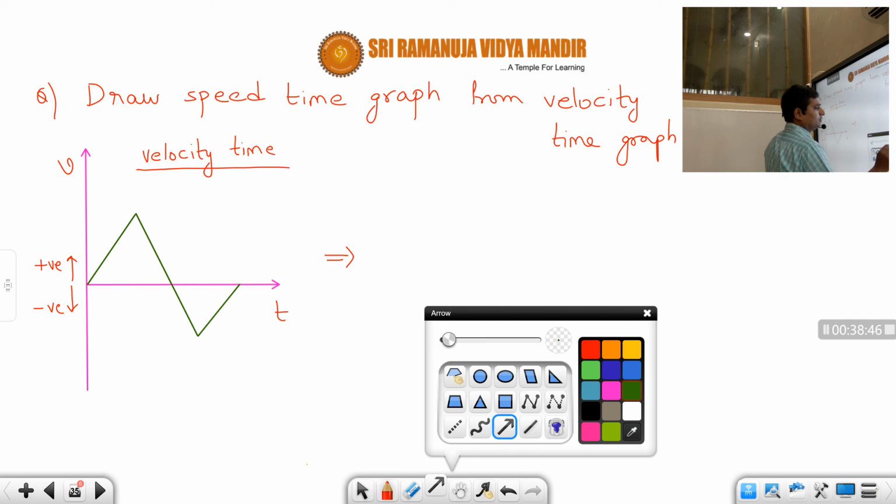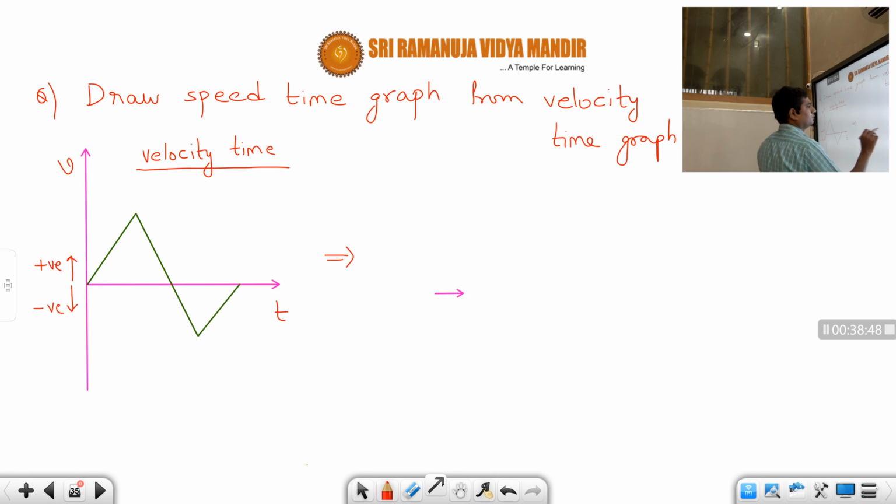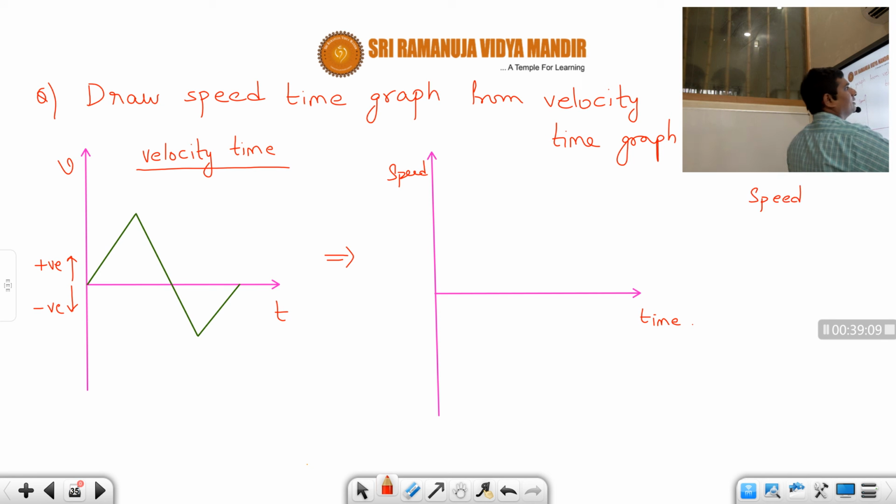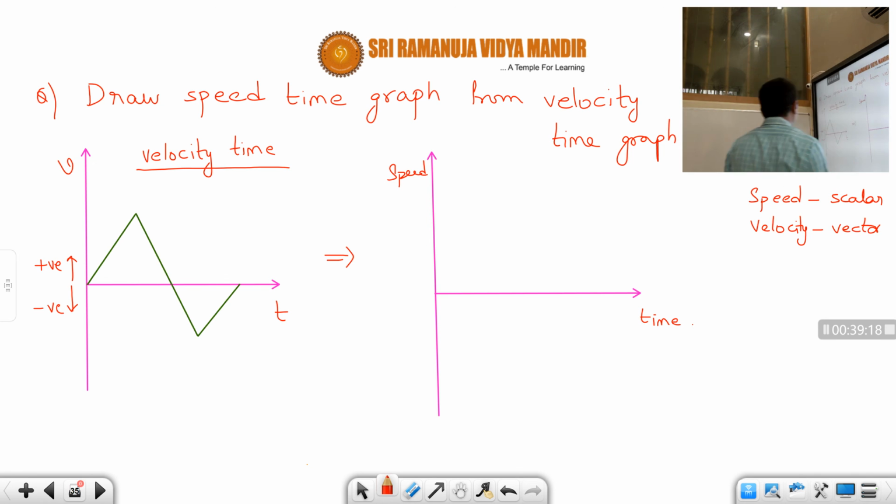I want to draw the speed time graph. From the velocity time graph, how to draw the speed versus time graph? The only thing you have to know to draw this graph is that speed is a scalar quantity, whereas velocity is a vector quantity. That's all, students. In a scalar quantity, you need to define only the magnitude.